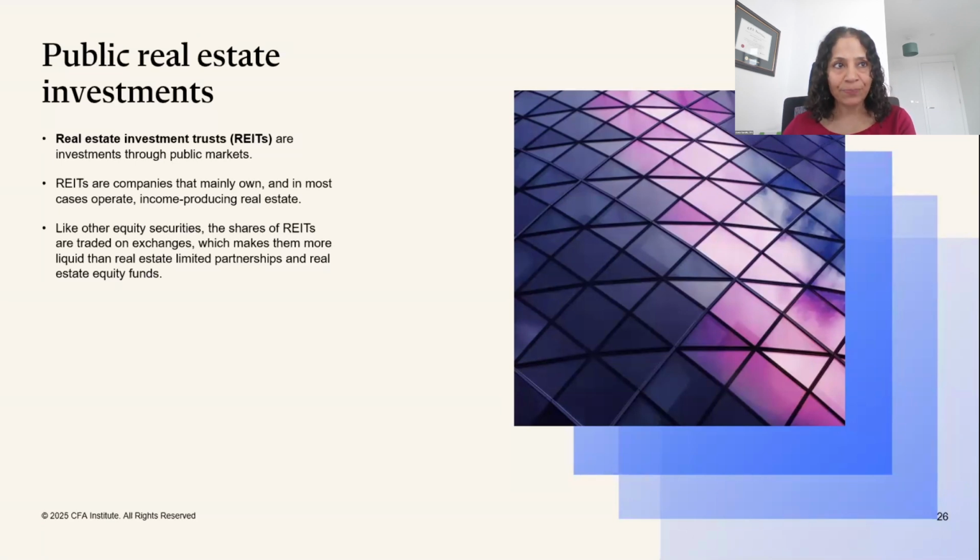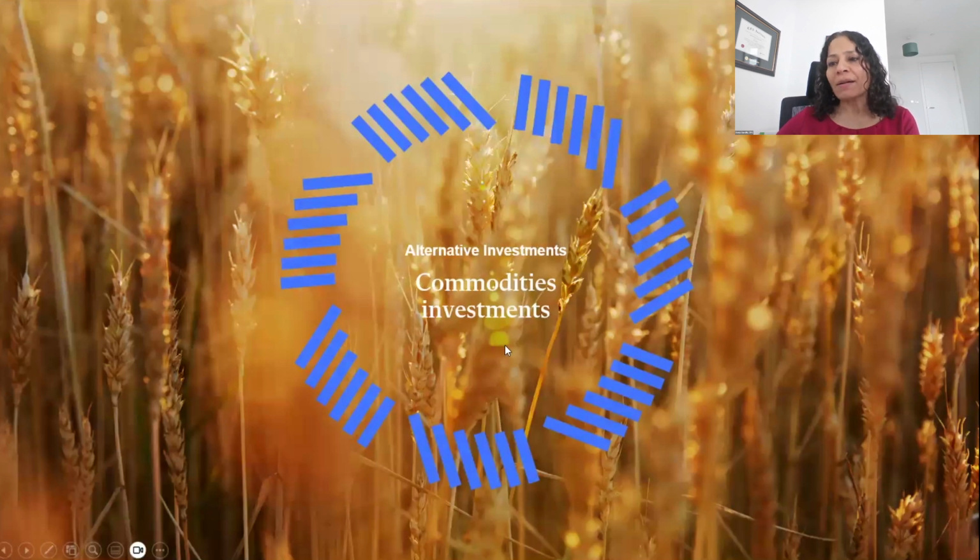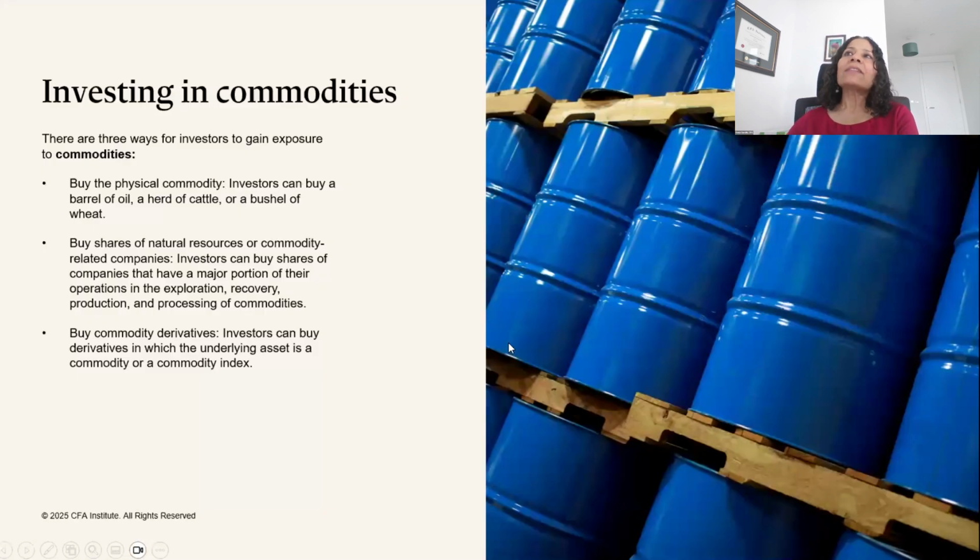So now we come to our final asset class, which we'll cover today, which is commodities. There are three ways for investors to gain exposure to commodities. Buy the physical commodity. The key issue with buying physical commodities is transportation and storage. Where are you going to store a herd of cattle or a bushel of wheat or a barrel of oil? How are you going to transport it in the first place?